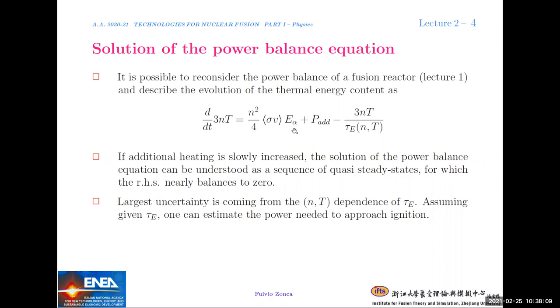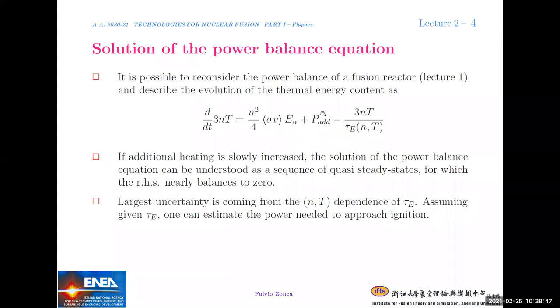On the right-hand side, we have exactly what we introduced yesterday. In terms of the fusion power release, again assuming a 50-50 mixture of deuterium and tritium, both characterized by density N. This is the reason why there is N over 4, because N is the electron density or the plasma density, and so each of deuterium and tritium has density N divided by 2. So this is the product of the two densities. Here is the fusion reactivity and the energy release by the alpha particle, plus the additional heating.